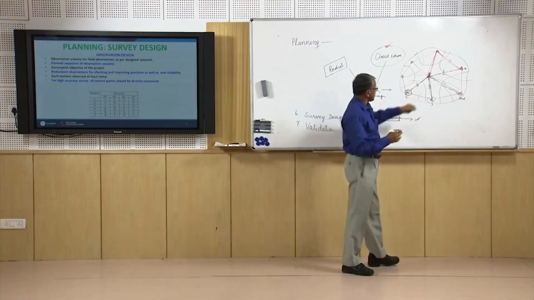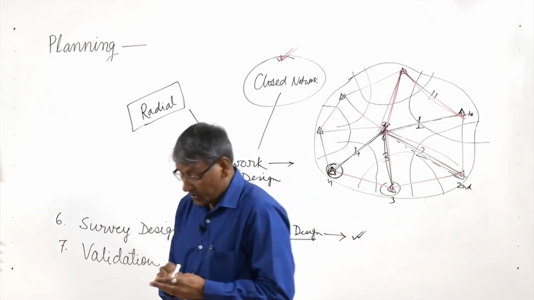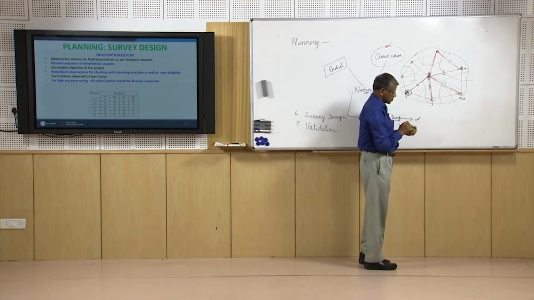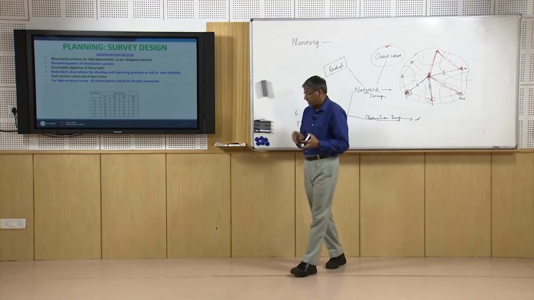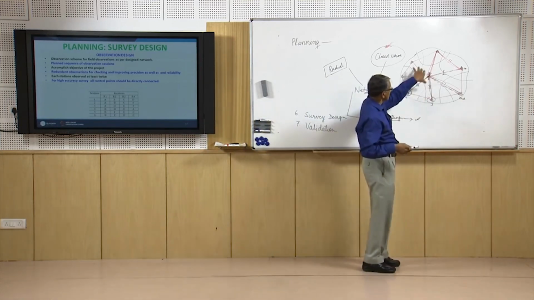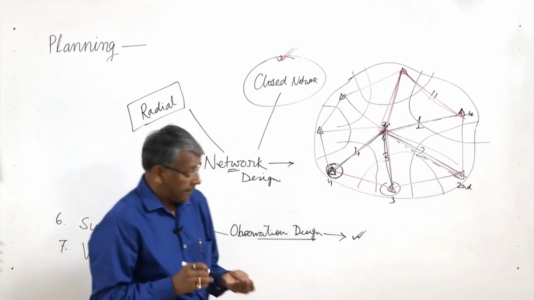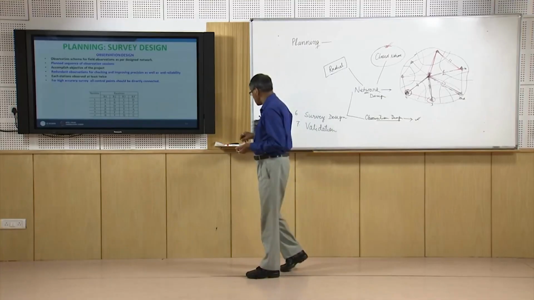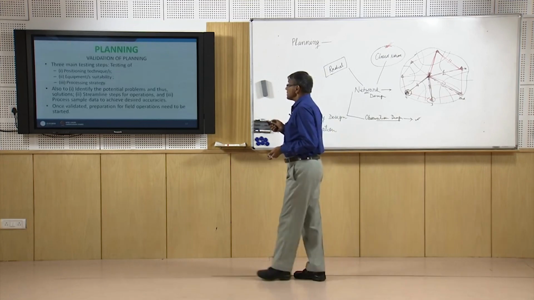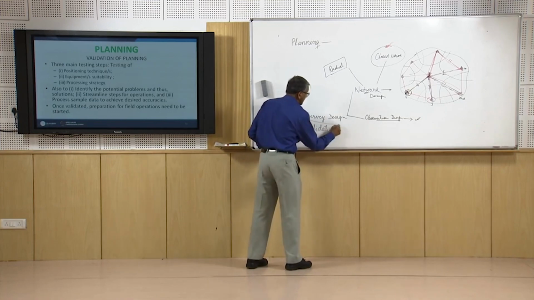Each of these stations should be connected with a non-trivial baseline, and all control points should be connected with 2 to 3 independent baselines, and in each closed network there should be at least 2 control points. So, these are the minimum requirements which we should go for during observation design. And finally we should go for validation of the planning work.